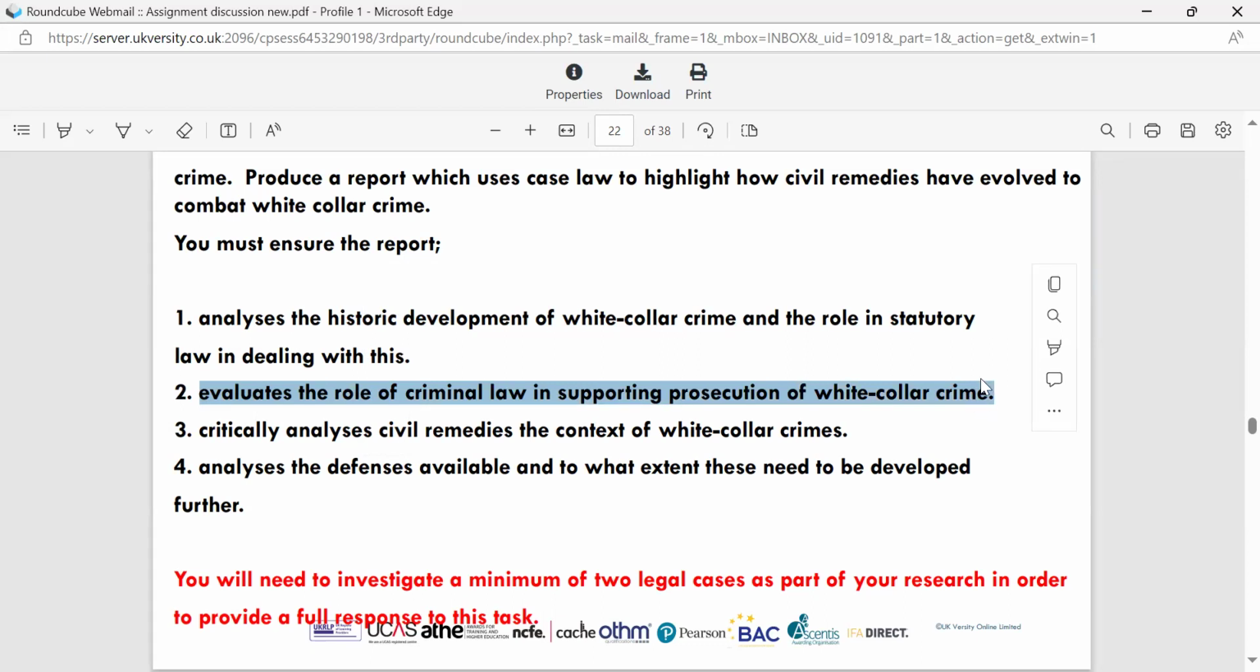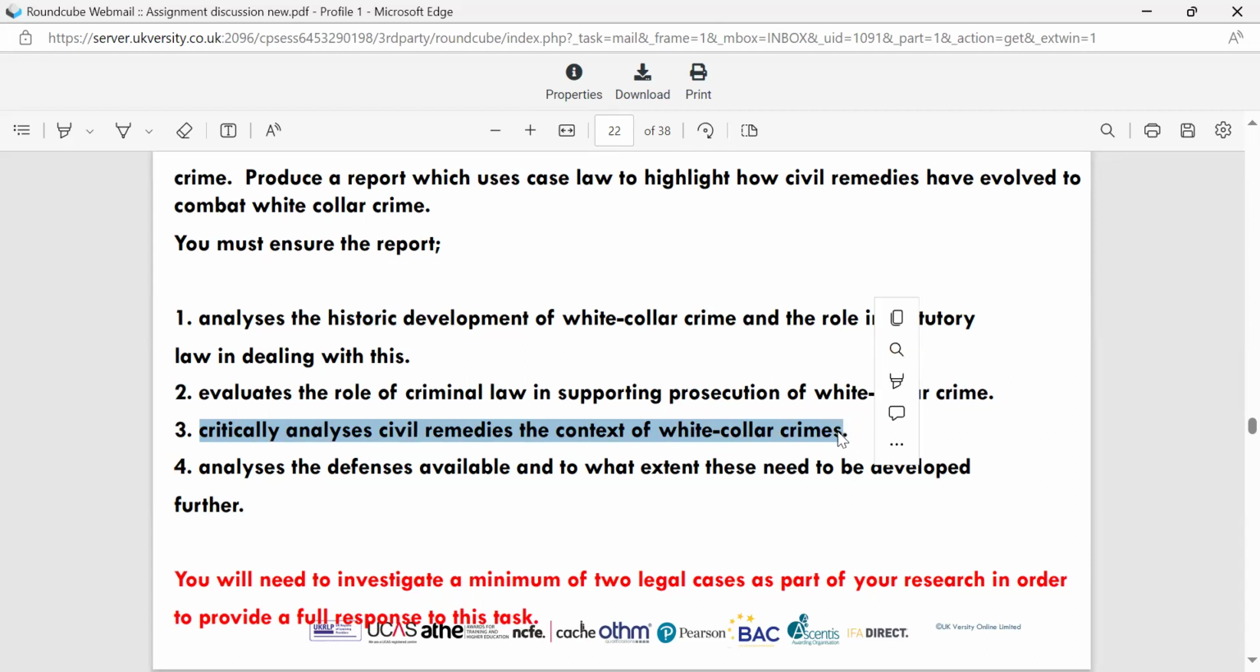You must then secondly evaluate the role of criminal law in supporting prosecution of white collar crime. And these would be headings, and then you would write under them. Thirdly, critically analyze civil remedies in the context of white collar crimes, and you would be doing that as a separate part. And then fourthly, you would be analysing the defences available and to what extent these need to be developed. So you need to look at these.